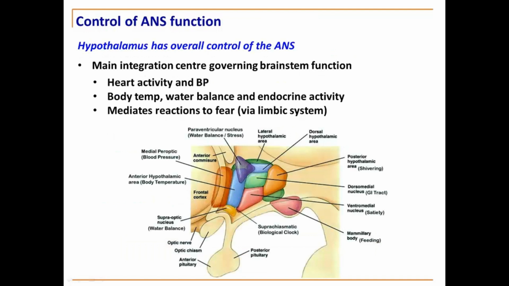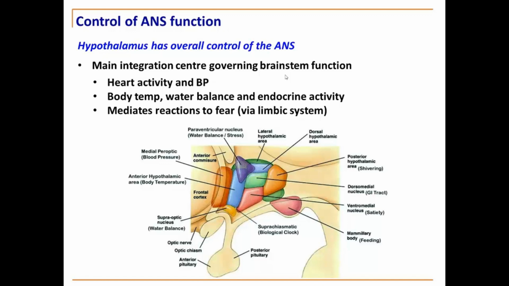But how is all of this process controlled? Well, actually, it's the hypothalamus that has overall control of the autonomic nervous system. It's the main integration center. It governs that brainstem function. So it is basically monitoring what's going on in the body, and it's responding to that. So it regulates heart activity and blood pressure, body temperature, water balance, so the amount of hormones that are released, for example, antidiuretic hormone, and endocrine activity, for example, your metabolic rate. It does all manner of things.